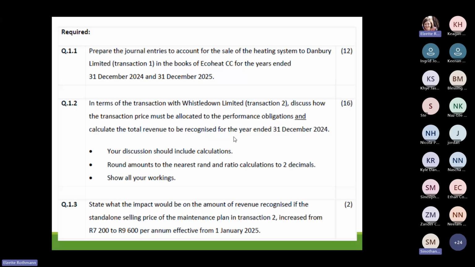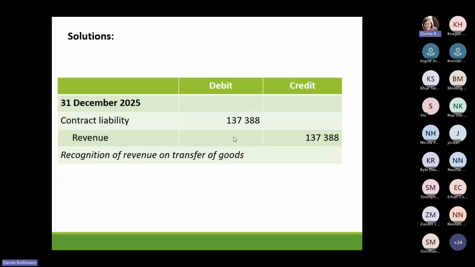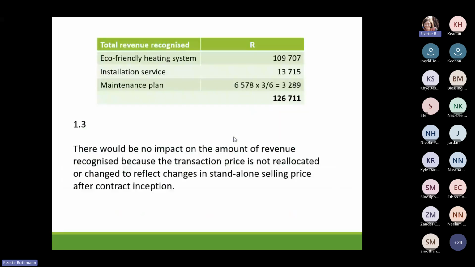Because it's not in the 2024 year. It will change for 2025, but not in this current year. Okay, so then you can have something like, there would be no impact on the amount of revenue recognized because the transaction price is not reallocated or changed to reflect changes in the standalone selling price after contract inception. Okay, so don't run away with something because you didn't read your question properly.